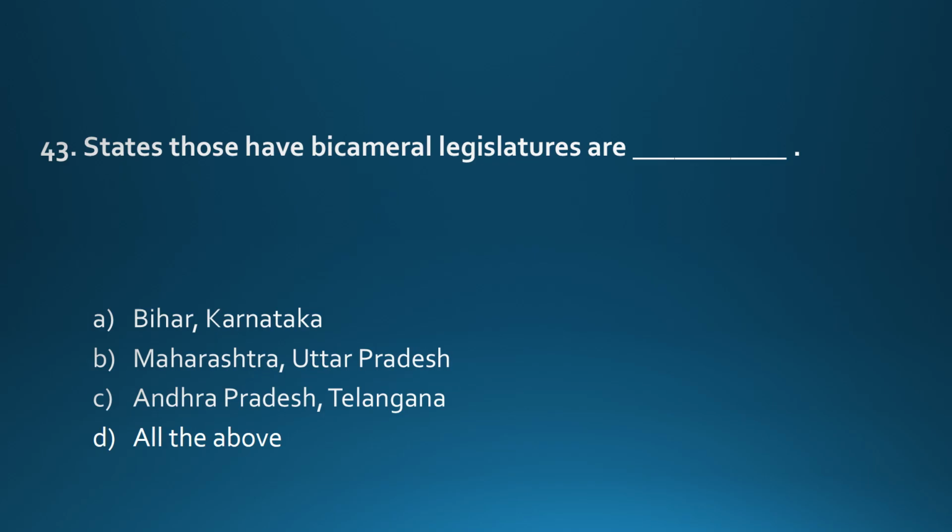Question number 43. States that have bicameral legislatures are dash. Option A Bihar, Karnataka. Option B Maharashtra, Uttar Pradesh. Option C Andhra Pradesh, Telangana. Option D all the above. Correct answer is option D. All the above.